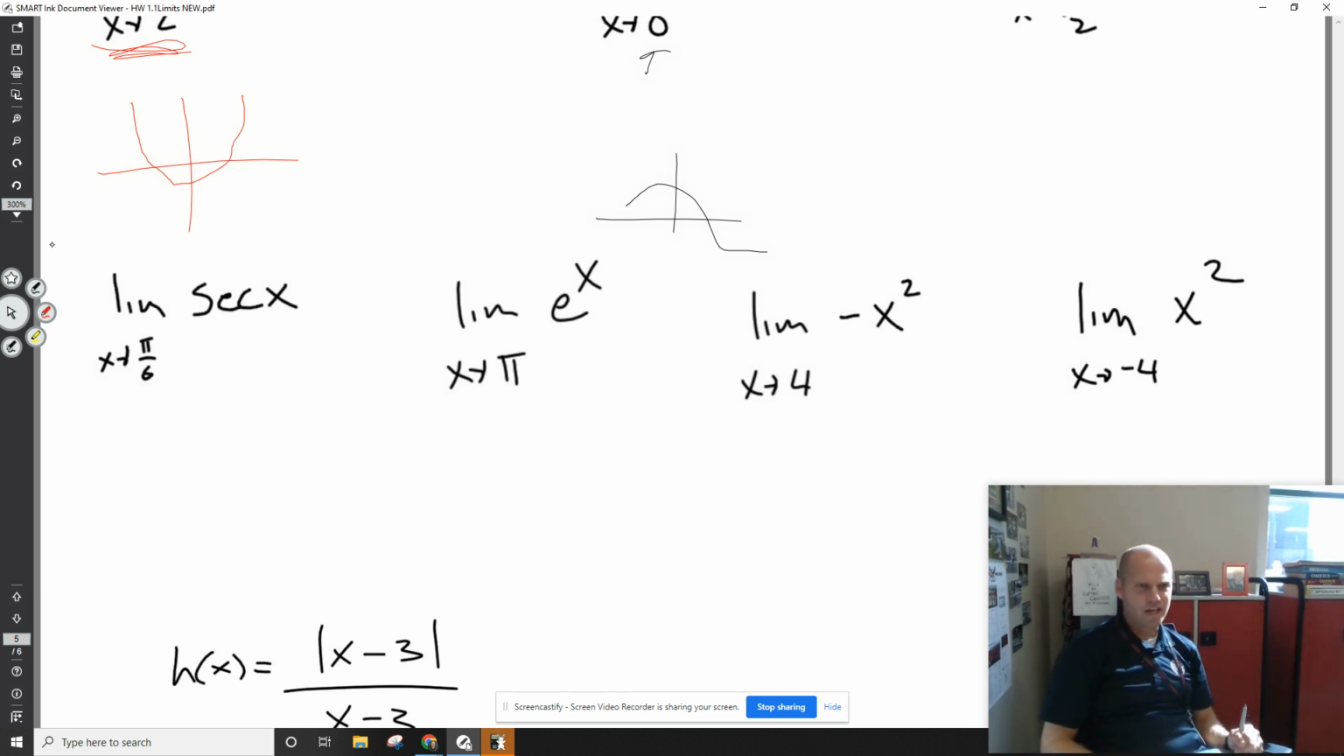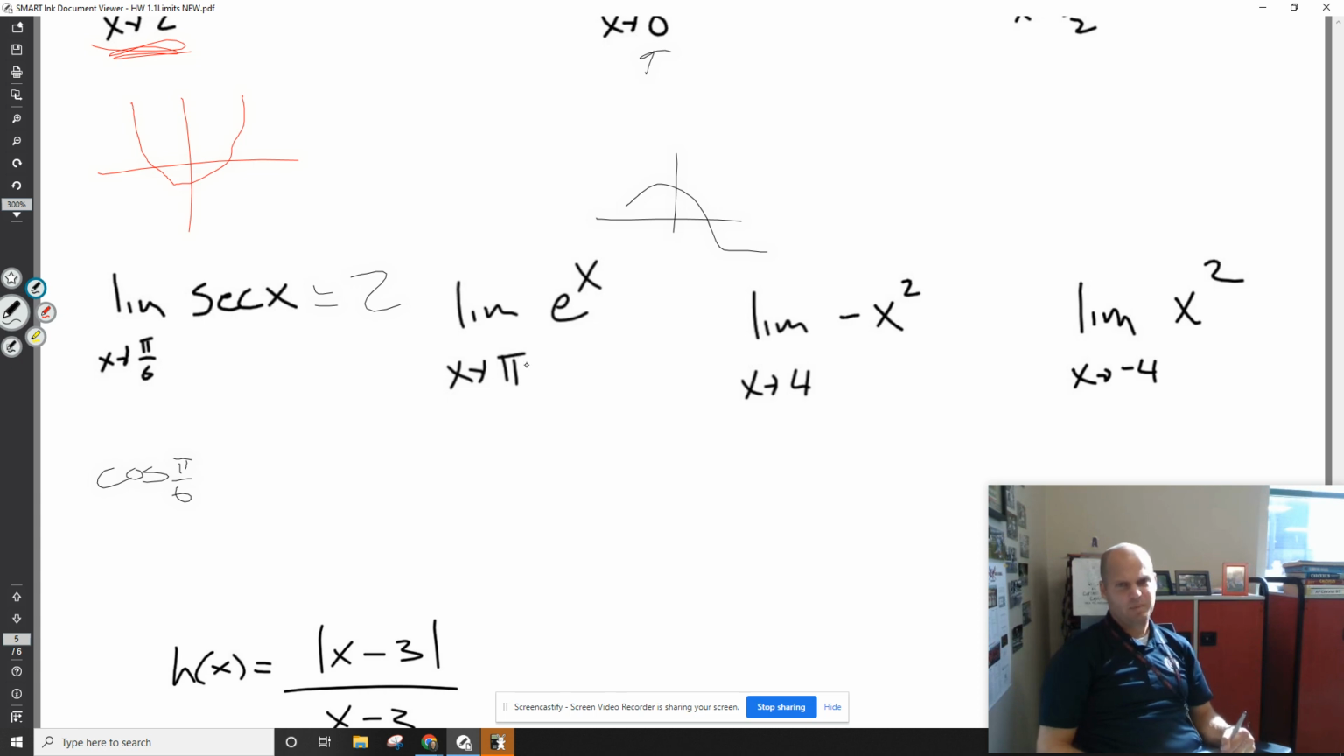Quick little review. Secant, 1 over cosine. What's the cosine of pi over 6? That's a half. Secant, 2. Now, secant does have some asymptotes, but not at pi over 6, so you don't have to worry about it.